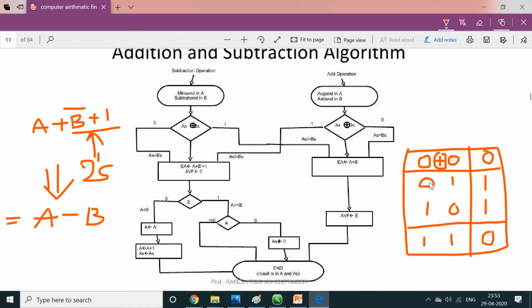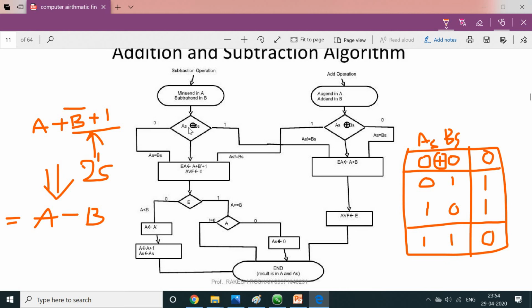This is the sign bit of the AS, assume, and this is the BS. So subtraction operation. Next, coming to this one, subtraction operation, minuend in A and subtrahend in B. Suppose you want to perform the A minus B operation. Same as the addition operation, we are going to check AS and BS, the sign bits of the A register and the B register.